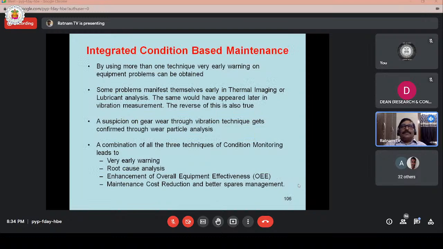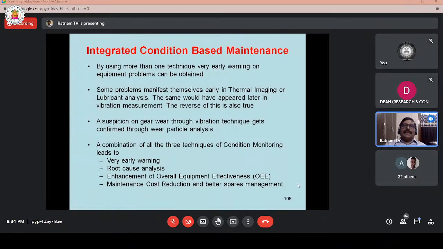Instead of only vibration, an integrated condition-based approach can be followed by using more than one technique. Very early warning of equipment problems can be obtained. Some problems manifest themselves early in thermal imaging or lubrication analysis, which would have appeared later in vibration measurement. The reverse of this is also true.